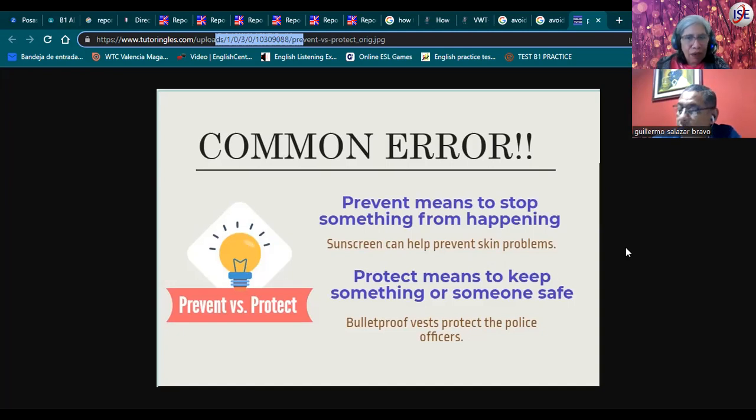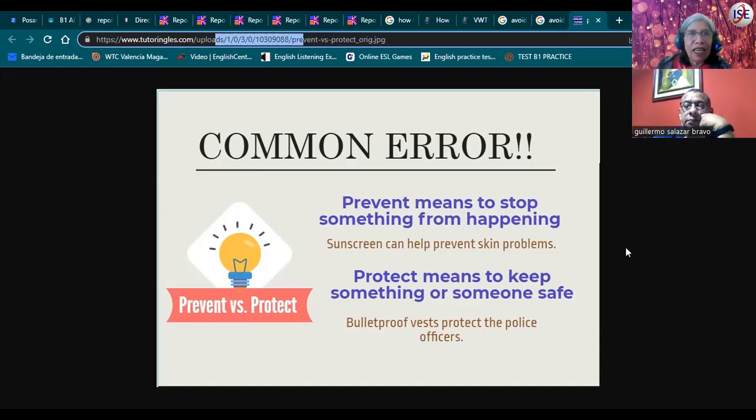Okay, so you say, but it's the same as avoid. I'm gonna check avoid. Protect means to keep something or someone safe. It's a measurement. A bulletproof vest protects the police officer. Sunscreen protects the skin from the sunspots, las manchas causadas por el sol.